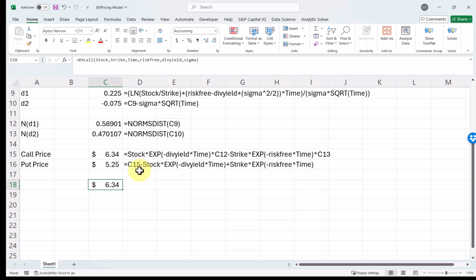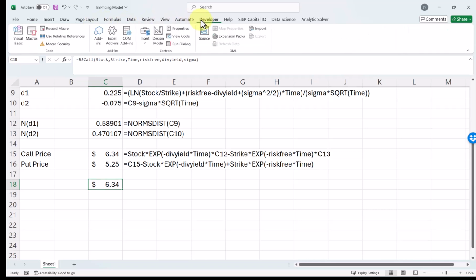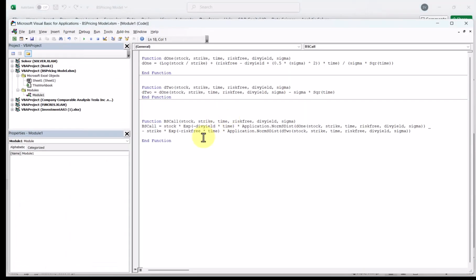Okay, so we have one last one to do, and that is our put value, our put price, and we're going to use this equation here, the call price minus the stock price discounted back at the dividend yield multiplied by time, plus the strike price discounted back at the risk-free rate multiplied by time. We'll need to call up the BS call function, and so that's what we're going to do in Visual Basic here. So let's go back to our Visual Basic screen.